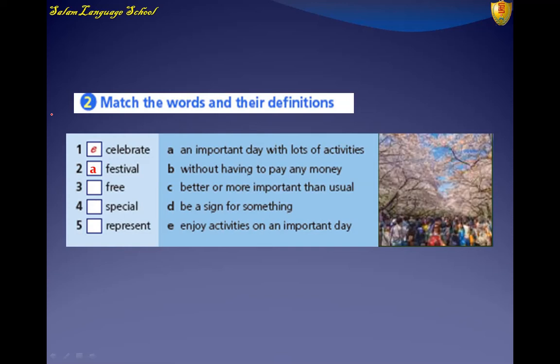Number 3, free. It will be letter B, without having to pay any money. Number 4, special. Of course, C, better or more important than usual. And number 5, represent. Of course, it will be letter D, be a sign for something.